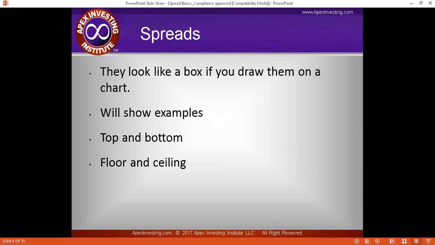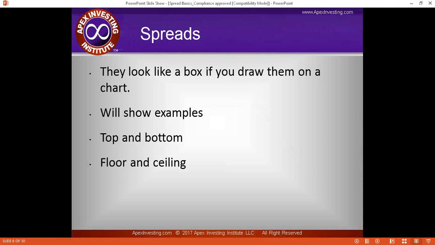again, starting from a very basic, elementary view. I don't know what a spread is. I've never heard of a spread. What is it? Well, I used to like to call them box spreads, okay, because they look like a box if you draw them on a chart. And I'm going to show you examples of that. Imagine a chart, imagine a box, and there's a top and bottom of this box, or like in a house, there's a floor and a ceiling, okay? So just keep that concept in mind.